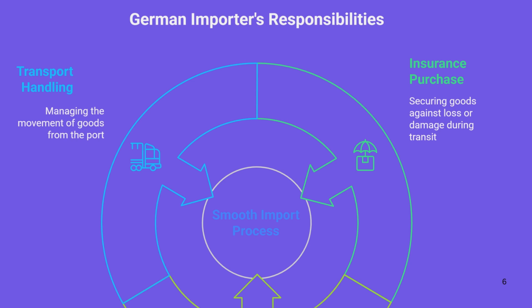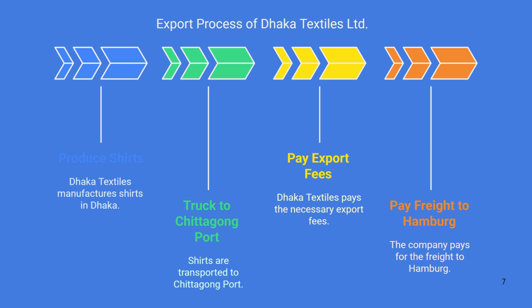Real-world example. Dhaka Textiles Limited exports 15,000 shirts to Munich Retail GmbH under CFR Hamburg. The seller, that is Dhaka Textiles, produces the shirts and trucks them to Chittagong Port, and pays export fees and freight to Hamburg. The buyer, that is Munich Retail, buys insurance and takes ownership once the shirts are loaded in Chittagong.